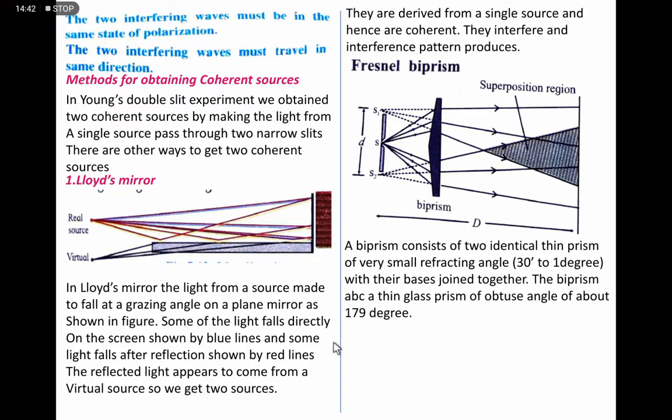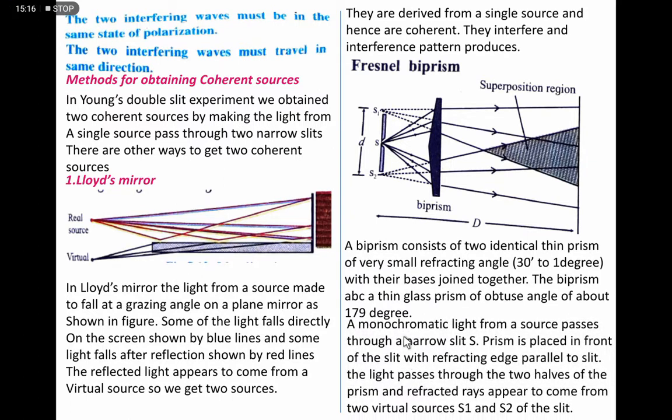Here in the diagram, ABC is a biprism and the edge of the biprism is exactly parallel to the slit. The slit is the cylindrical source of light, and the light from the slit is incident exactly on the edge of the biprism. From the two different halves, the light is refracted and interferes with each other.